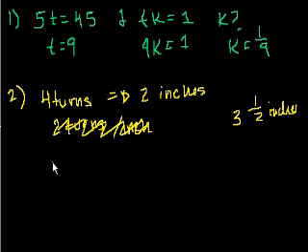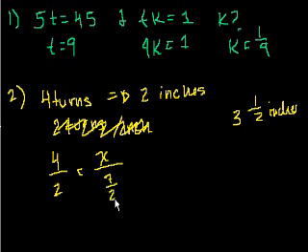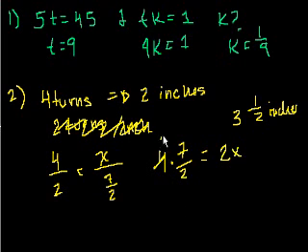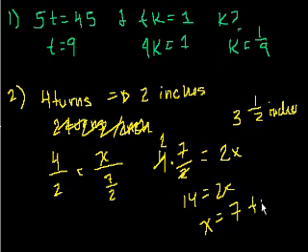3.5 inches. So actually, we could even ignore this. We could just set this up as a ratio. 4 turns goes 2 inches is equal to x turns for 3.5. We could write 3.5 as 7 halves. And then we cross multiply. So 4 times 7 over 2 is equal to 2x. And then this cancels with this, and we have 14 is equal to 2x. X is equal to 7 turns.